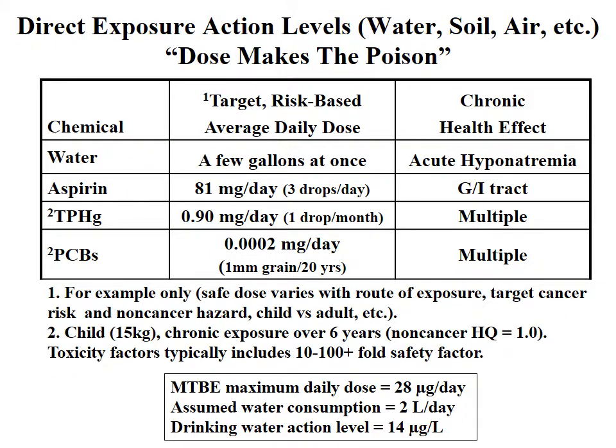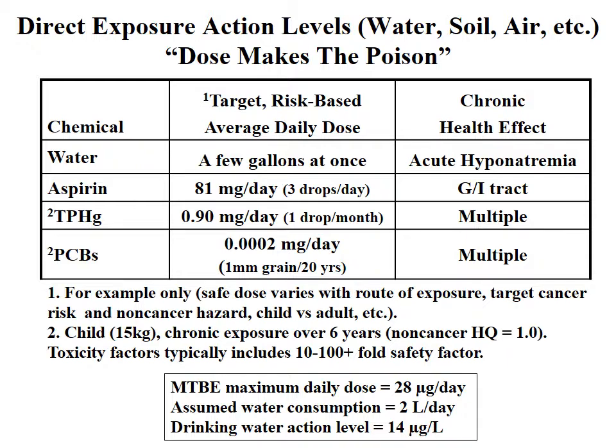So let's look at that, just a few examples here. A classic saying by the toxicologist is "dose makes the poison." So if someone asks if something is toxic or not, well, everything is toxic at some dose. So water is toxic at a few gallons. If you drink a few gallons of water at once, then you could get acute hyponatremia.